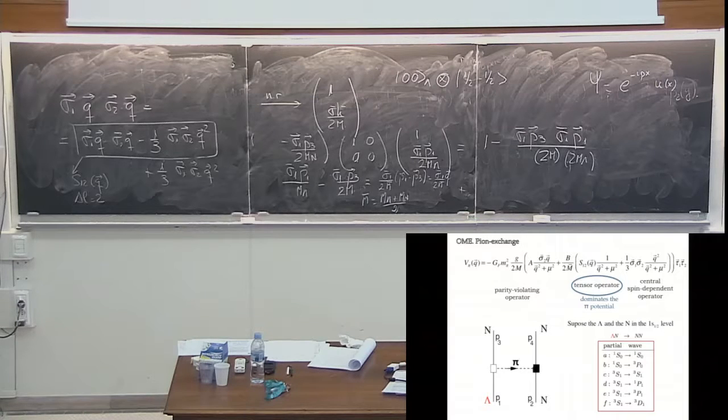When you work out the rho exchange, that will be an exercise. Then you have a tensor operator here, which gives you 2 units of angular momentum. And then you have a piece here that goes like q, sigma q. And this will be parity violating. So you have 2 pieces that conserve parity and go like q squared, and a piece that goes like q and doesn't conserve parity.